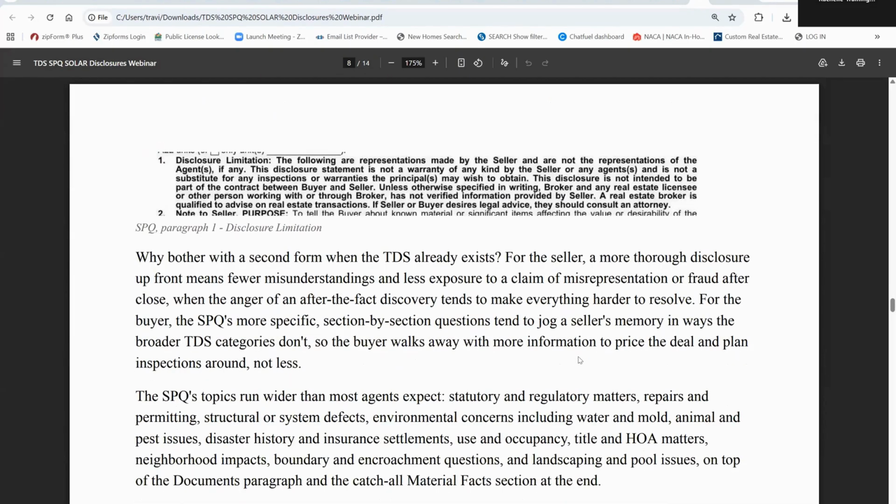So why bother with a second form when the TDS already exists? For the seller, a more thorough disclosure upfront means fewer misunderstandings and less exposure to a claim of misrepresentation or fraud after close. The anger of an after-the-fact discovery tends to make everything harder to resolve. For the buyer, the SPQ's more specific section by section questions tend to jog a seller's memory in ways the broader TDS categories don't. So the buyer walks away with more information to price the deal and plan inspection around, and not less.